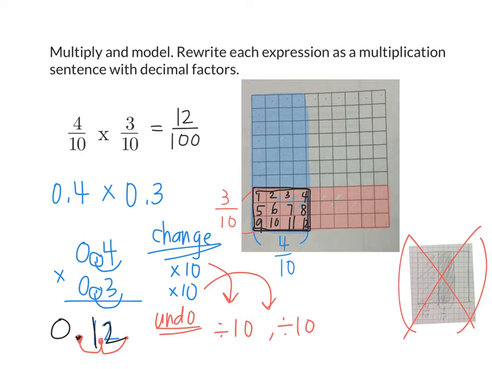Very good. So again, today you'll need to be able to show using pictures and using decimal multiplication. Don't forget what you know about the change and the undo. If you don't write out the change and the undo, what might happen? You will very likely forget how many undos you need to do. Okay?